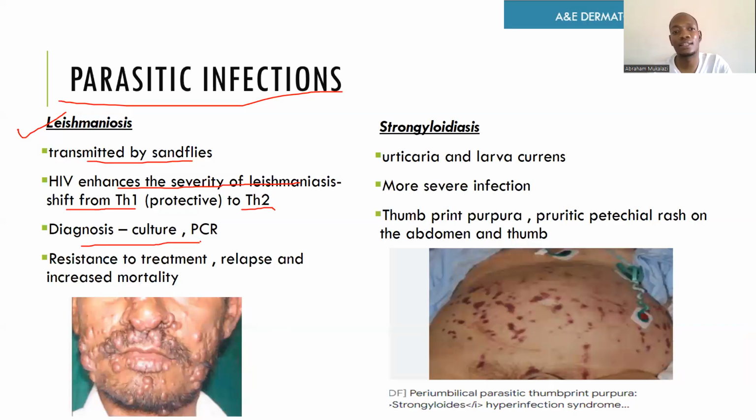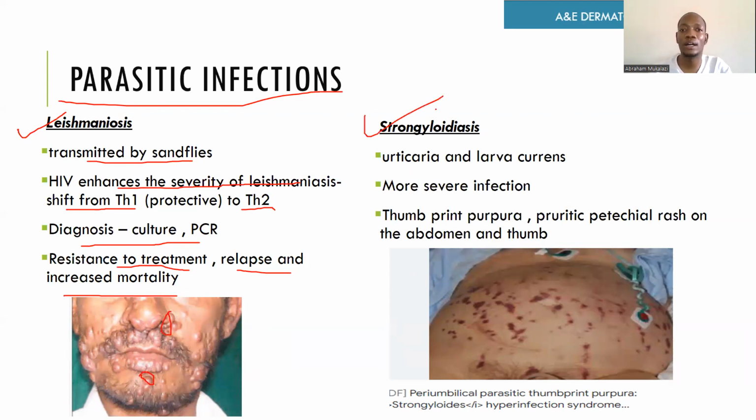The diagnosis in this case is usually culture. You can also do a PCR, and the clinical picture can give you an idea; biopsy can also give you a picture. Usually, leishmania in HIV is very resistant to treatment. Relapses are very common, and it comes with increased mortality. In this picture, we see nodular plaques on the face of a patient with leishmania who is also living with HIV.